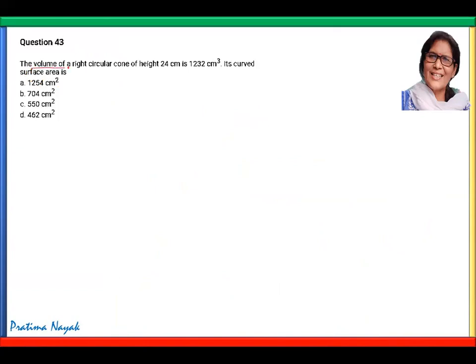Next, the volume of a right circular cone of height 24 centimeter is 1232 centimeter cube. That means this is the volume, V is 1232 centimeter cube, and height is 24. H is equal to 24. You have to get curved surface area. Curved surface area means pi r L. L is not given. R is also not given. So first from the volume I'll get R.